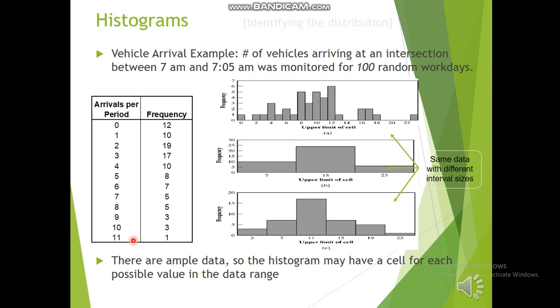So here there are 3 different histograms. The first one was drawn directly by taking the data. Here you can see the number of frequencies. The next diagram has been derived from the previous diagram, which is represented by A. The next diagram is B. So diagram B is drawn based on the first diagram.